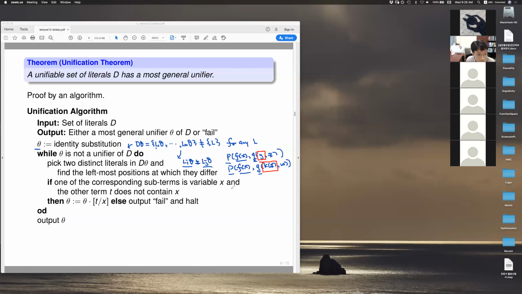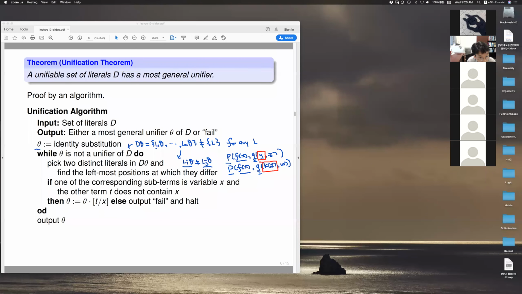Okay. So it first identifies the place where the two terms are different, and then you check whether this is the case where one is a variable and the other is a term which doesn't contain the variable. So in the specific example that I'm showing you right now, one term is the variable y, the other term is k of z, which doesn't contain y. So that's the case which may satisfy the condition of this conditional statement.